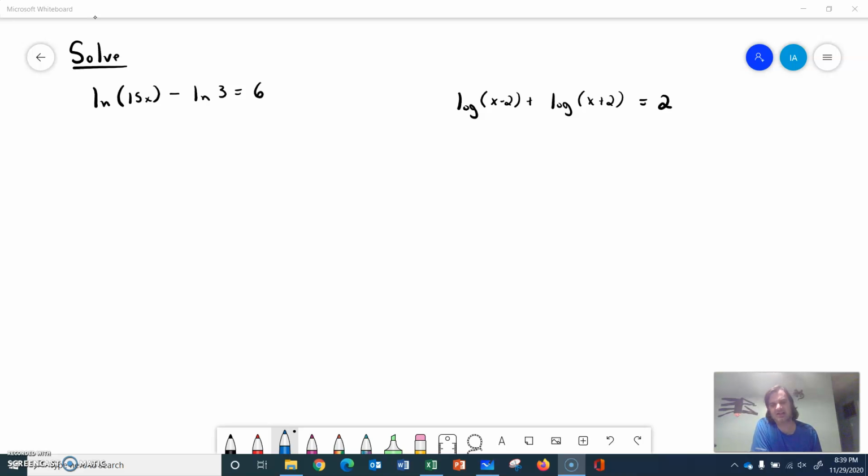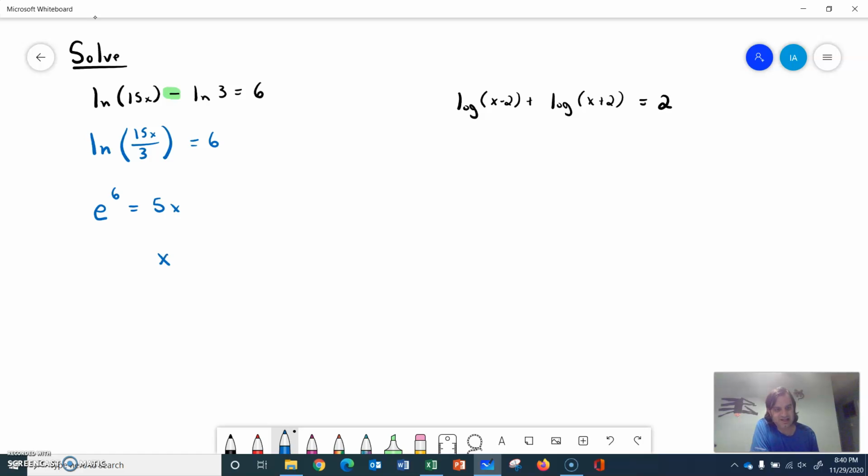A couple of ways you can handle that, but the best probably is to notice the subtraction between them and use the property of logs that says if I subtract two logarithms, I can combine them into one logarithm with a division. So that left-hand side will turn into the natural log of 15x over 3. And that'll be equal to 6. And now I can rewrite it as an exponential. Base e to the 6 equals, and then I'll reduce that inside part to 5x.